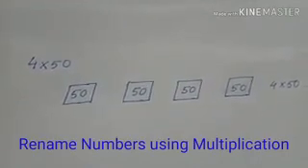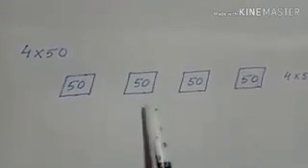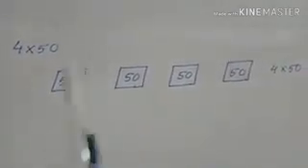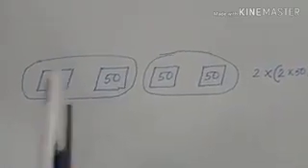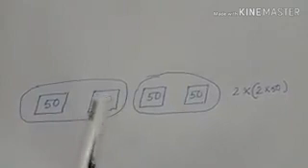Now in this case, you can see that 4 times 50 can firstly be shown as 4 groups of 50. In order to make it easier, you can make it into groups, and when you make it into groups, what do you notice? You can make it into 2 groups. Inside the 2 groups you can also see 2 groups of 50. So you can write it as 2 times 50, which is 2 groups of 2 groups of 50.